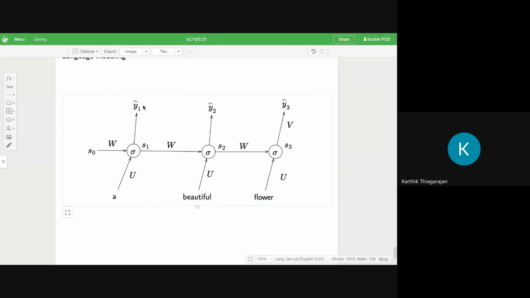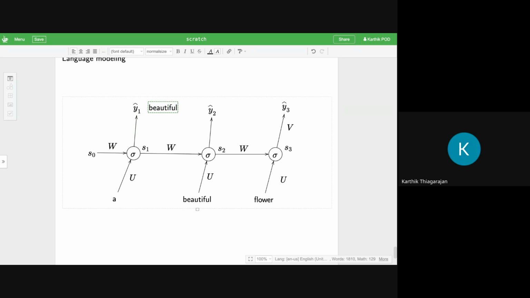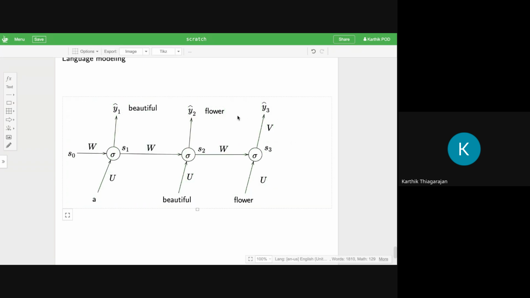But the important thing is, during training, what is the true label corresponding to this position? y1 hat is the predicted label vector. What will be the true label? You want to predict the next word given the current word, so this will be "beautiful". Here you want to predict "flower". And usually, when your sentence comes to an end, you want to predict what is called an end of sentence marker. This also will be a part of your vocabulary.